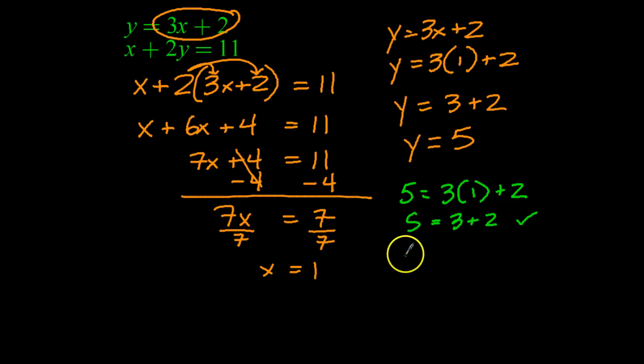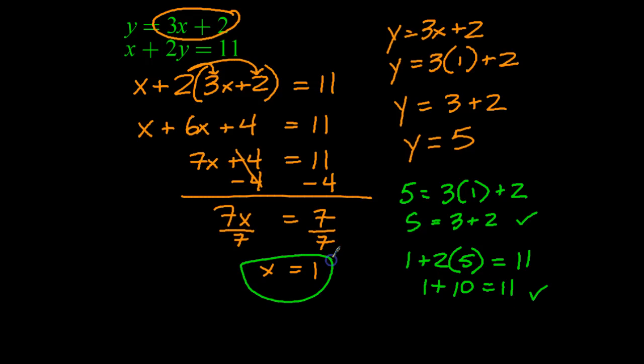So I'm going to do x, so we're going to do 1 plus 2 times 5. Does that equal 11? Well, 1 plus 10, that does equal 11. So that one works too. So my solution is x is 1, y is 5. If I were to graph both of these lines, you would see that they intersect at (1, 5).